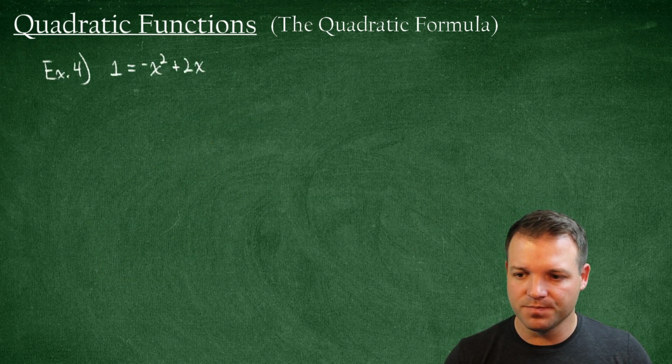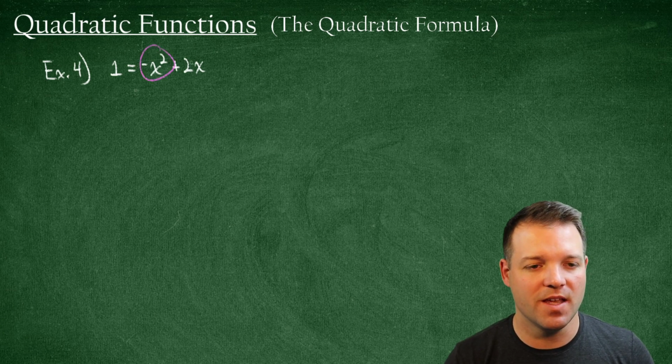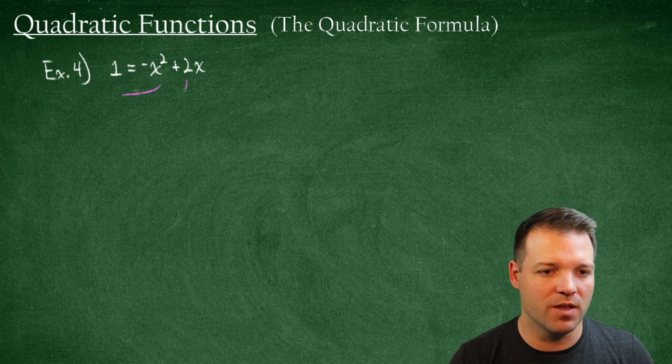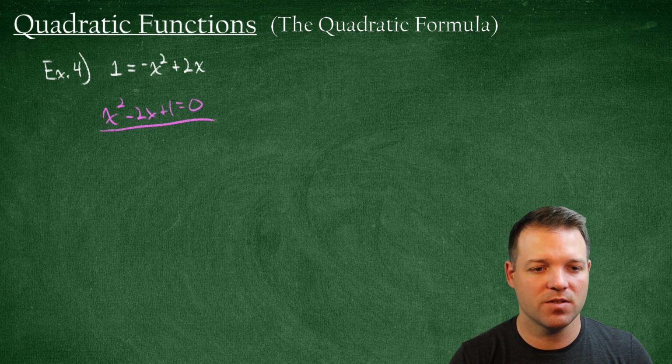Last problem here. Okay, so this one is definitely not in standard form, so let's go ahead and put it in standard form. And I do not like this negative x squared, so I'm going to move everything over to the left-hand side. So I'm going to say x squared, I'm going to subtract that 2x over. It's still just plus 1. And now I have nothing on the right-hand side, so it's equal to 0.